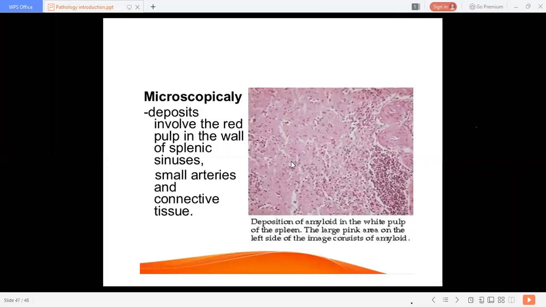Here also microscopically the deposits involve the red pulp in the wall of the splenic sinuses, small arteries and the connective tissues. See here this amyloid gets deposited. So the deposition of amyloid in the white pulp of the spleen: the large pink area on the left side of the image consists of amyloid.